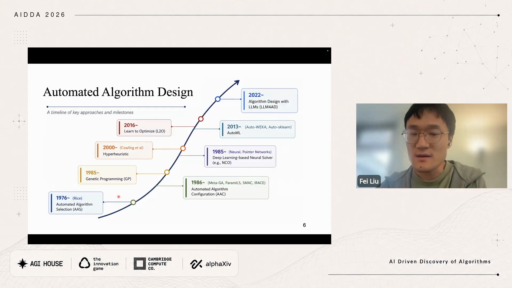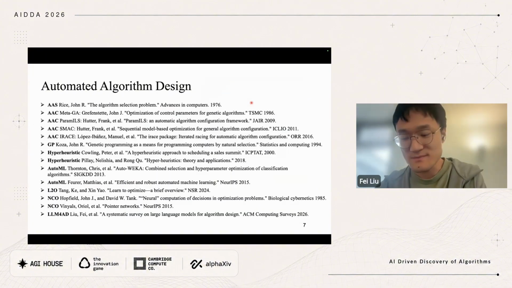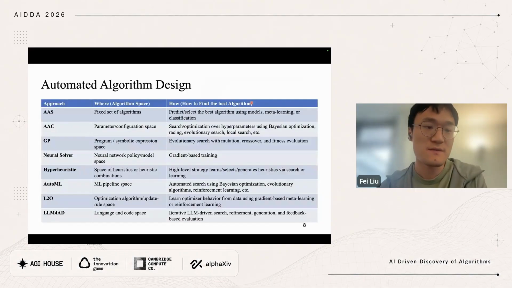We have automated selection, genetic programming, automatic algorithm configuration, AutoML, learning to optimize. We have all these different approaches, and now we have AI-driven automatic algorithm design. I think that with LLMs, we are opening new possibilities, but we are also inheriting decades of lessons from EC, both evolutionary computation and optimization. These are an incomplete list, and when we list the different approaches together, we can look better into history.